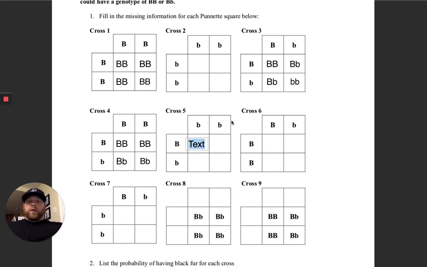So it looks like we have one parent that is homozygous recessive and one that is, again, heterozygous. So if we're looking at this one, we get the dominant allele from this parent and we get the recessive allele from this parent. And if we jump over here, just over in the column, once again, we get the dominant allele from here, the recessive allele from here.